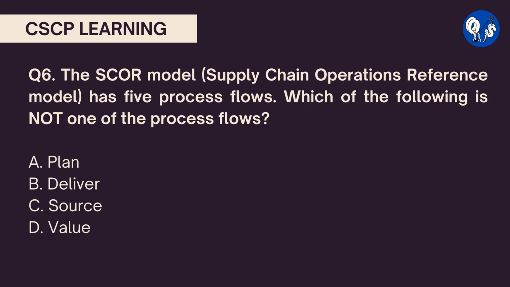Question number 6. The SCOR model, supply chain operations reference model, has 5 process flows. Which of the following is not one of the process flows? A. Plan, B. Deliver, C. Source, D. Value. The correct answer is D. The SCOR model has 5 defined process flows. They are plan, source, make, deliver, and return.